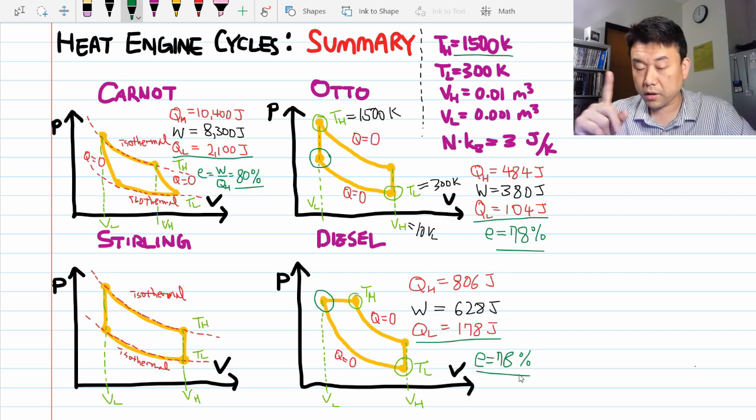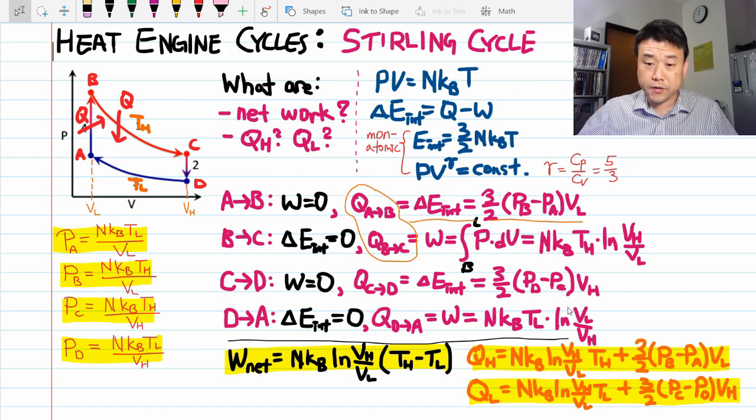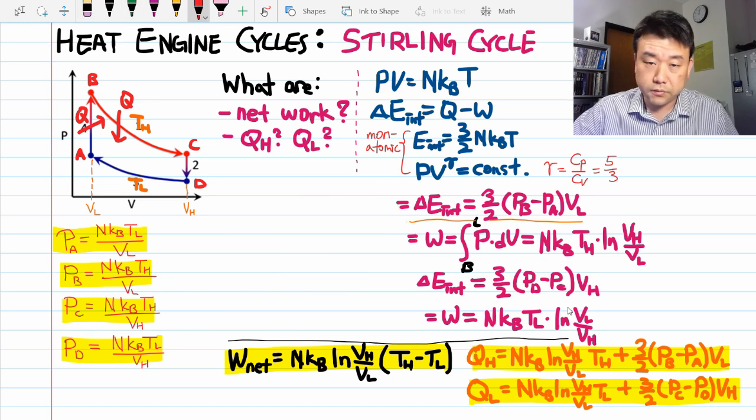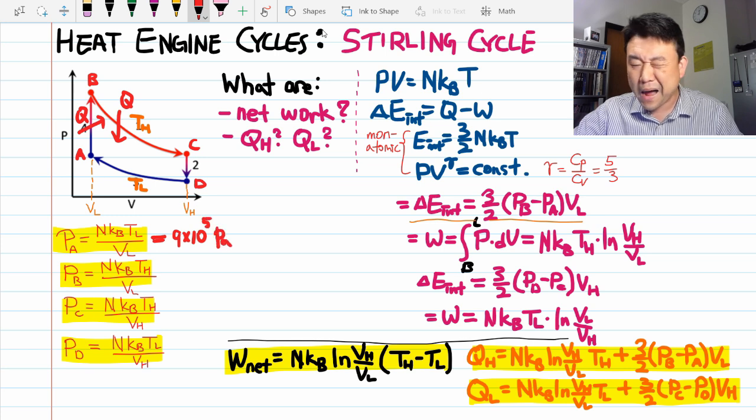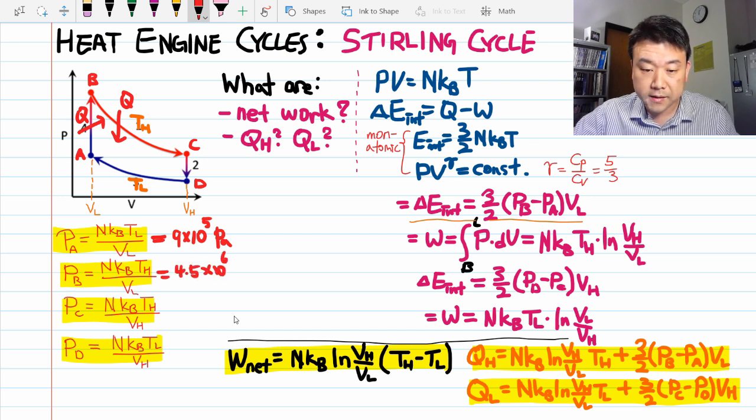Alright, so we have one more left, the Stirling engine cycle. Once again, we have a lot of the numbers that we need to work out first, so let me make some space for them. So we need to work out all those pressures. Pressure at point A is 900,000 Pascal, or 9 times 10 to the 5 Pascal, or about 9 atmospheres. Pressure at point B is even higher, 4.5 times 10 to the 6 Pascal.